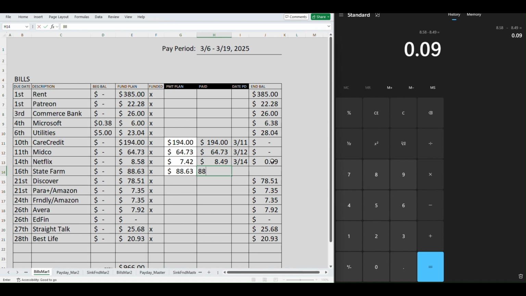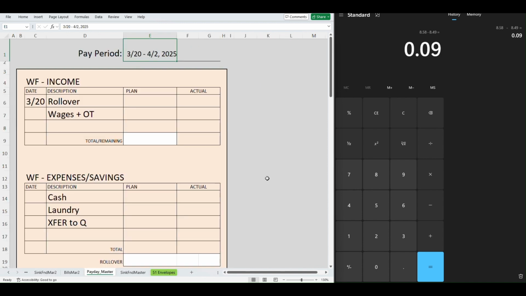And then State Farm, that was the same amount that I had planned it to be, and that was paid on the 18th, so the balance is zero on all of those. Now all of the other bills that I didn't have to pay during this pay period, whatever the money was from the beginning balance plus the amount that I funded into the envelopes equaled the totals at the end.